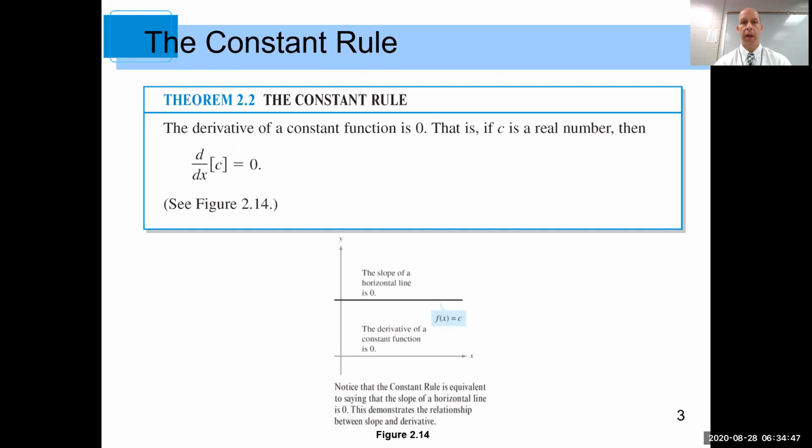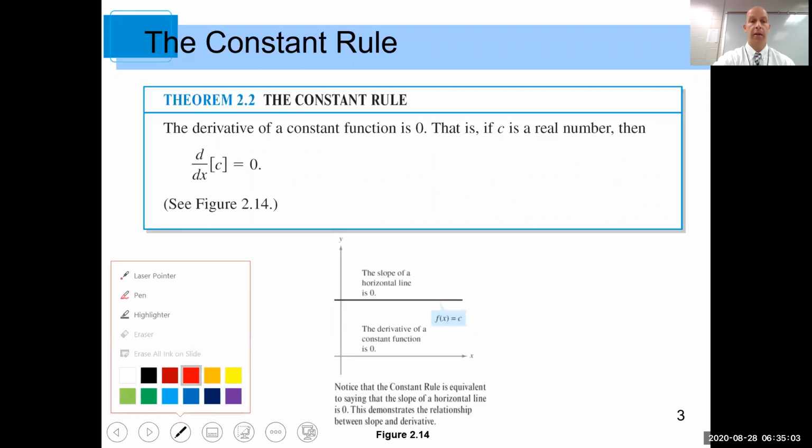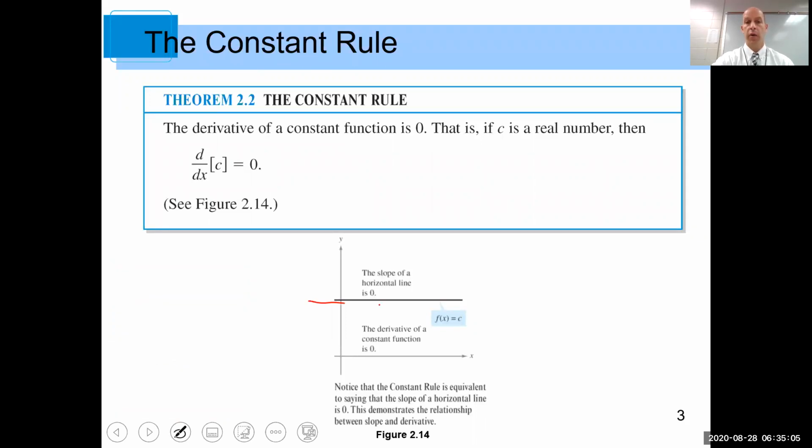Our first rule is the constant rule, and this rule basically says the following. If you have a constant c, like 2, and you take the derivative of it, the answer is 0. That should make sense, because any constant function is just a horizontal line, like y equals 2, for example. Well, what's the slope of the tangent line of that curve? Well, it's 0.